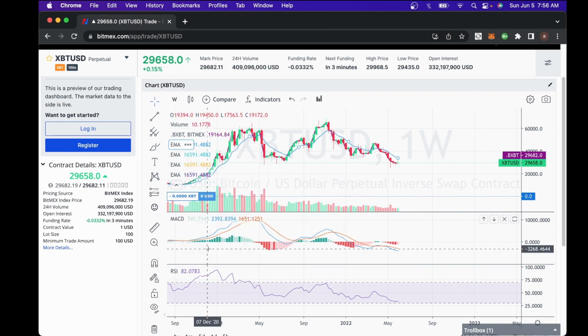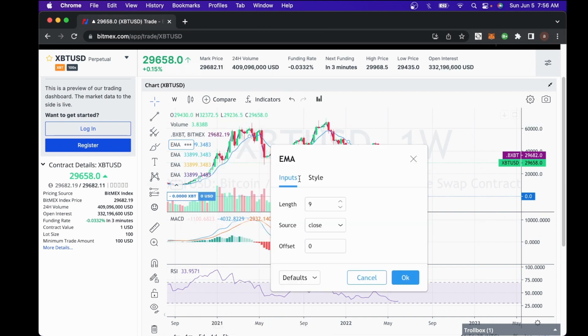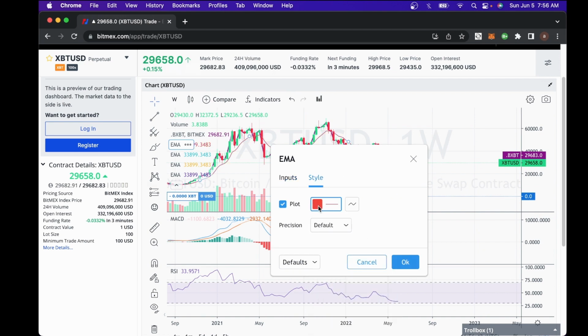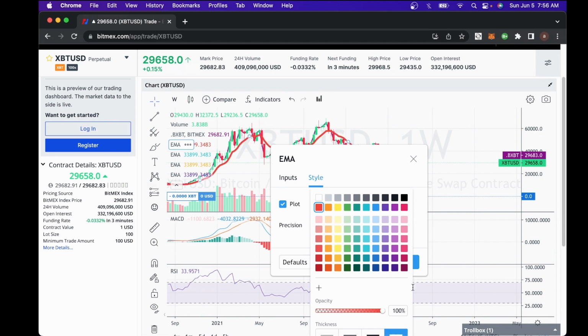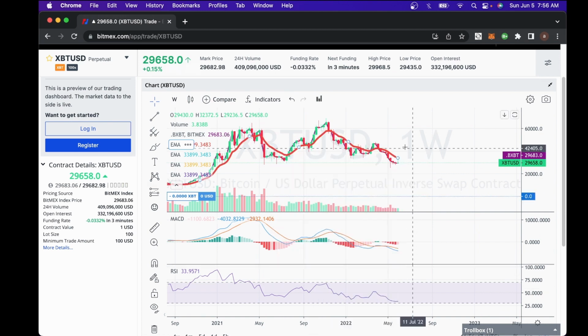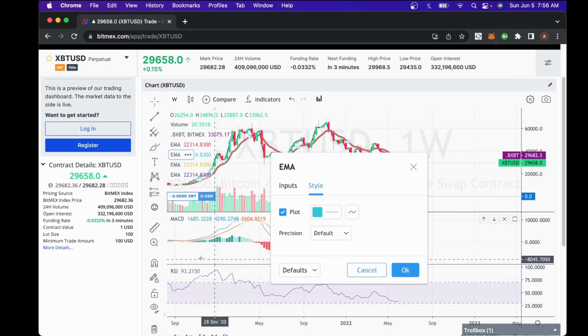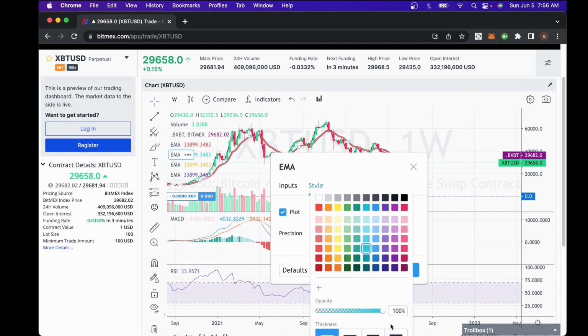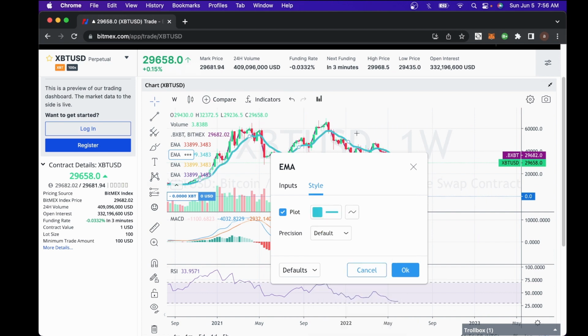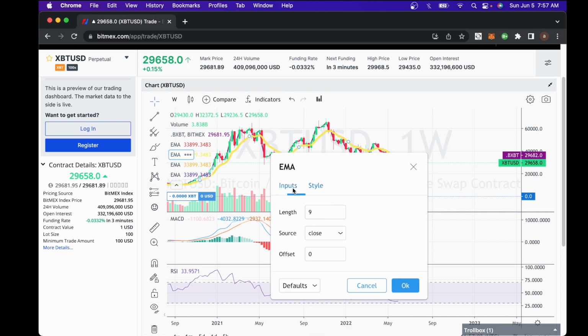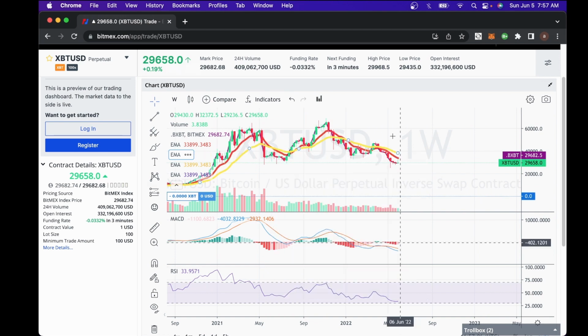So I'm gonna make one of them red, and I'm gonna leave that as the 9. And I like to just make my line thick because I'm blind. So now there's our 9 EMA moving average for this one. And then feel free to adjust it accordingly to your own preference. I'm just doing it my own way so I can show you guys visually. So here's our 21 EMA.